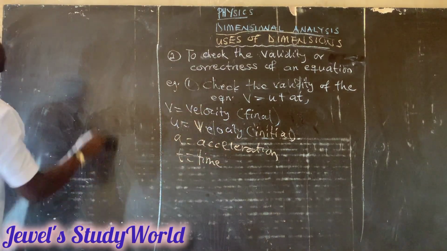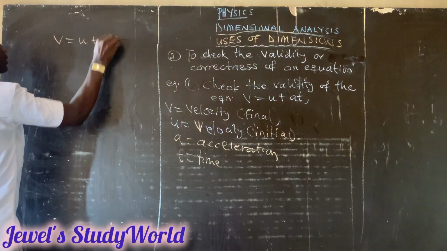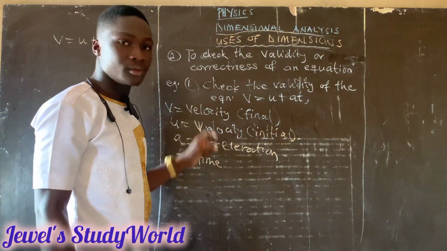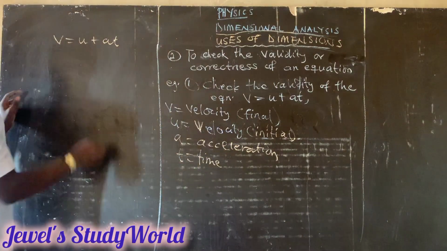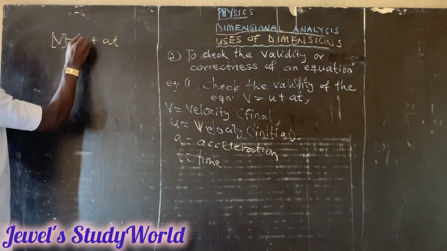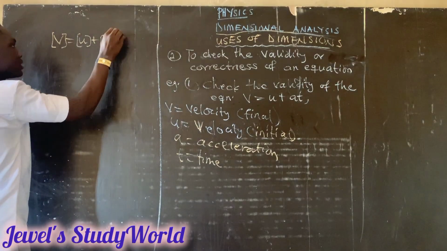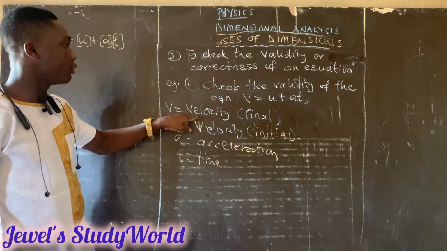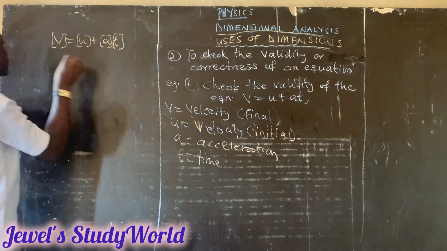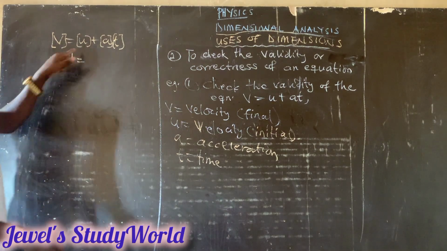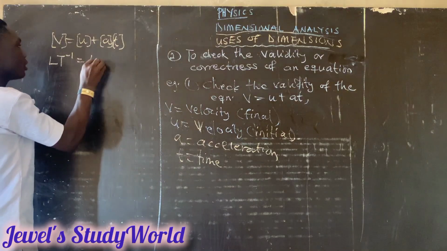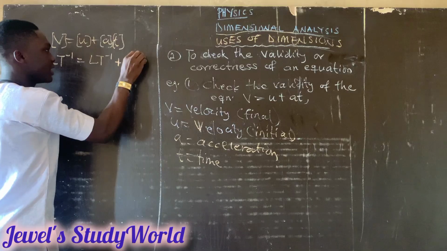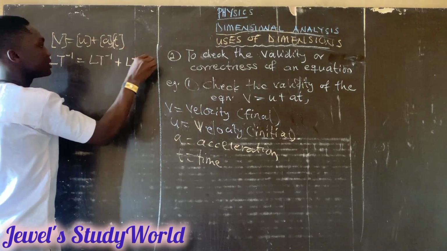Now we have v equal to u plus at. To check if it is valid, the dimension on the right side should be equal to the dimension on the left side. So here, the dimension of v is equal to the dimension of u plus the dimension of a times the dimension of t. Now the v here is what? Velocity. So we know that the dimension of velocity is LT negative 1. u is also velocity, so you have LT negative 1 plus a is acceleration, which is LT negative 2, times time, which becomes T.